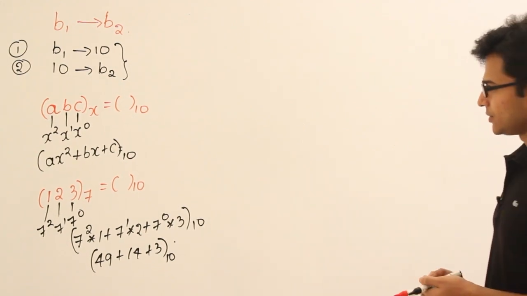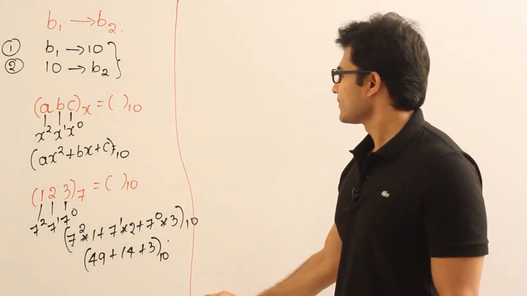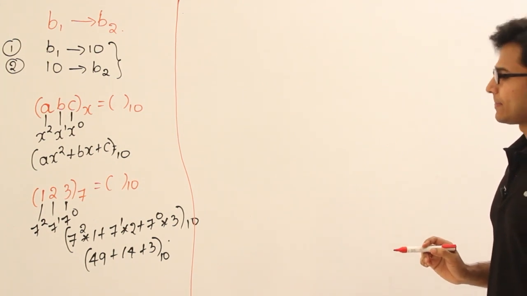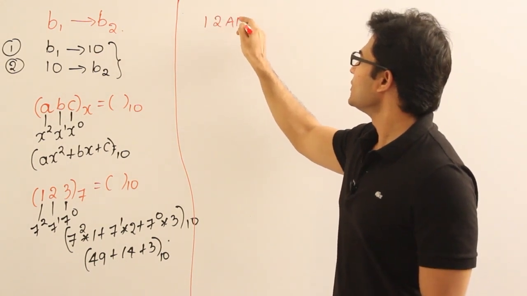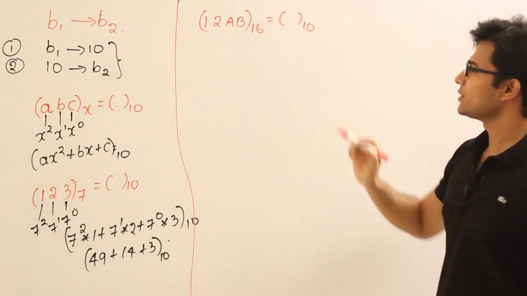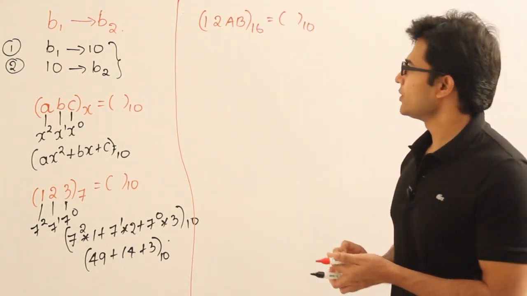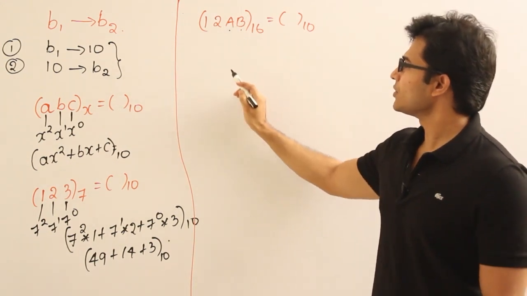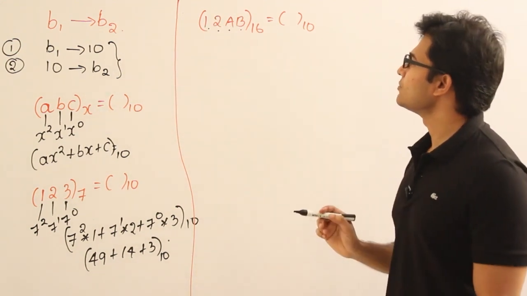Let's see one more example. Let's say we have 12AB base 16. What is it in base 10? Again do the same method. What is the weight of each one? You multiply with this and you can get the answer. What is the weight of B here? 16 power 0. What is the weight of A? 16 power 1. Weight of 2? 16 power 2. Weight of 1? 16 power 3.